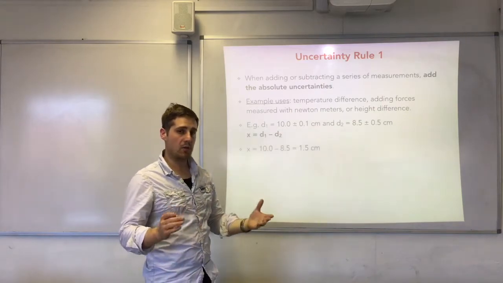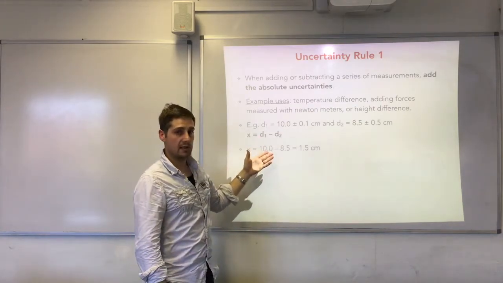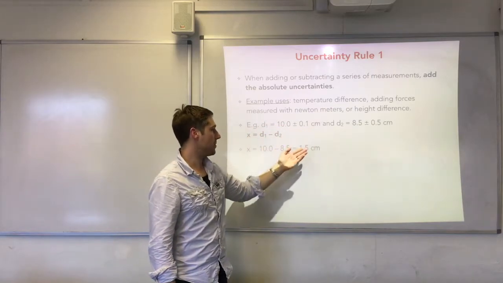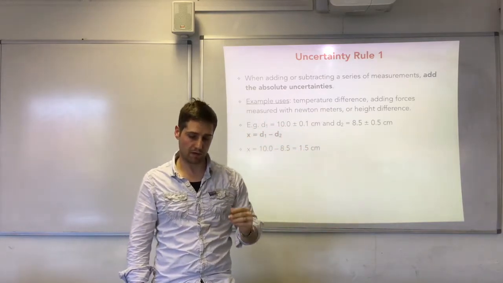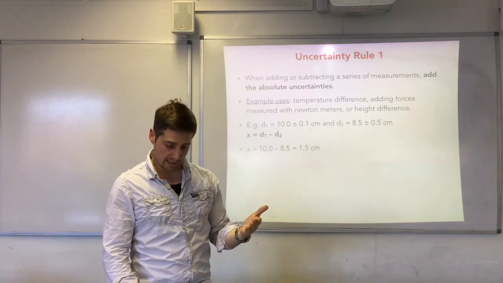Now we're going to start off by calculating X. X is D1 minus D2, so this is nice and easy. 10 minus 8.5 gives me 1.5 centimetres. That's the value of X that I'm going to state.